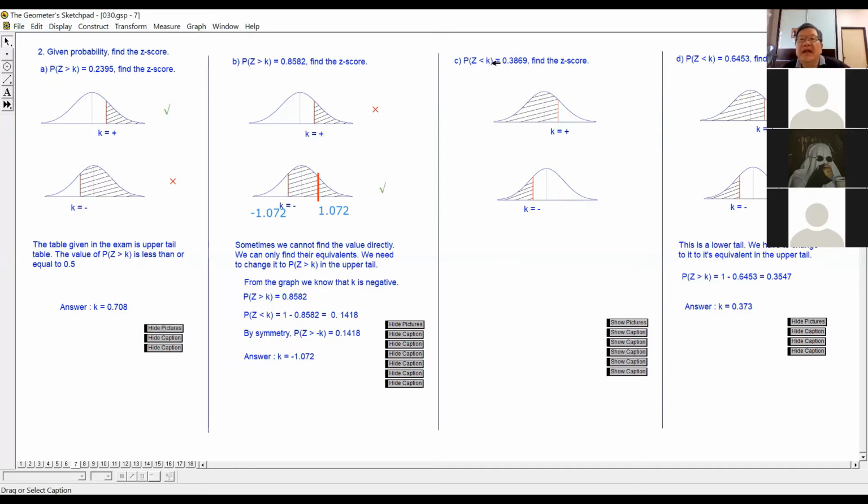So, probability less than K, we shade the left-hand side. This is probability less than K. Now, which of the two graphs below shows the correct value of K? The top one or the bottom one?